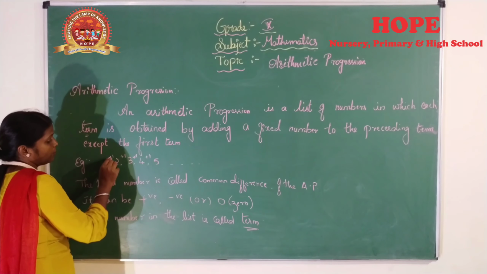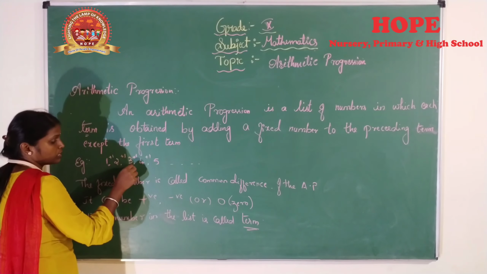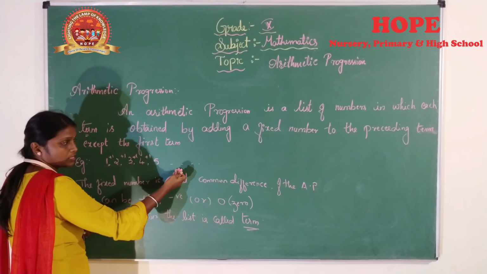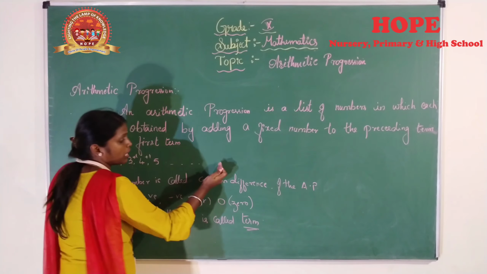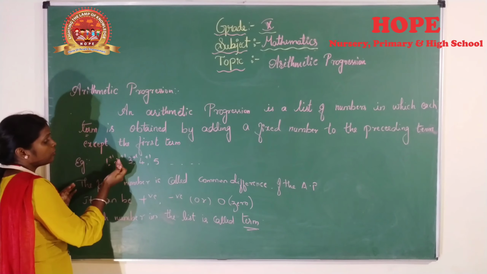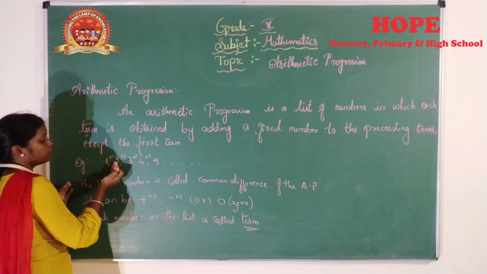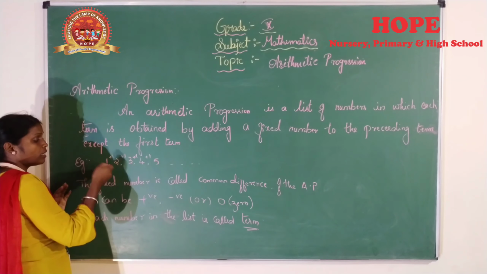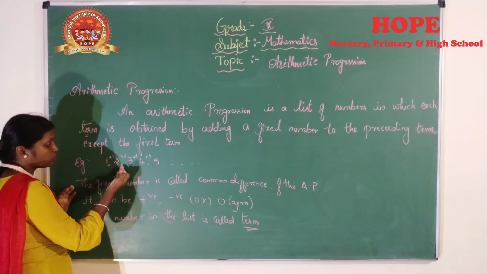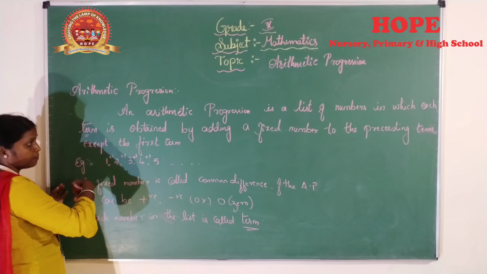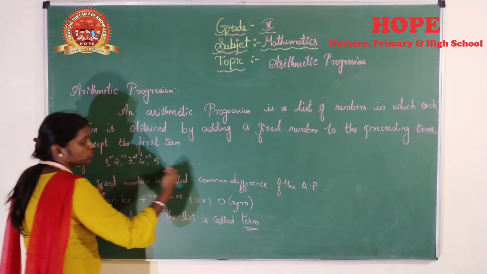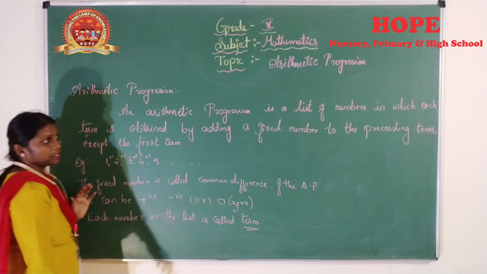So 1 plus 1 is 2. 2 plus 1 is 3. 3 plus 1 is 4. 4 plus 1 is 5. 5 plus 1 is 6. This we keep on adding. But here we are not adding for the first term. We are not adding 1 for the previous one, for the first 1. For the first term we are not adding it, but for the further terms which are coming in the sequence, we are adding it.